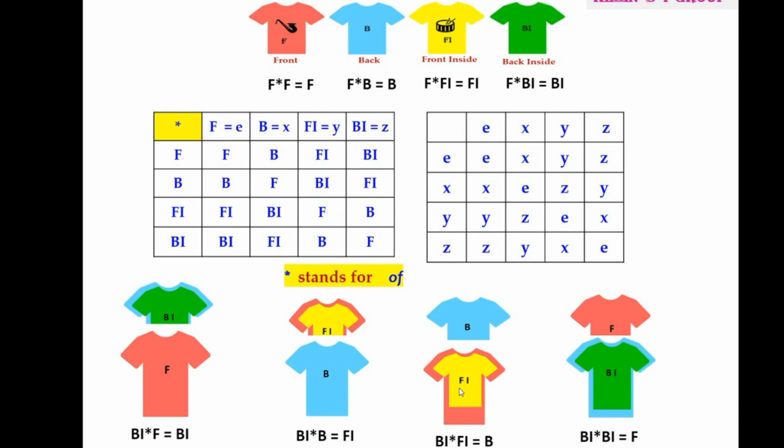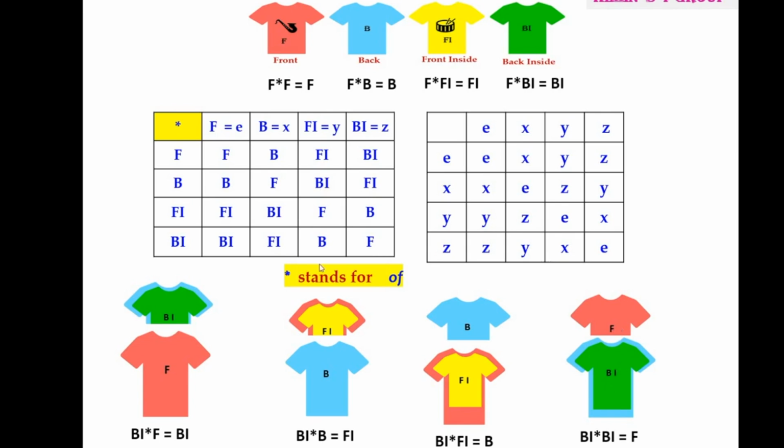Once you have front inside on this side, naturally at the back of it, back inside will be there. So you want back inside of this front inside, and it should be back only, that is B only. And finally we have back inside of back inside. Once you have back inside here, at the back of it you will have front inside. At the back of that front inside you will have front. So back inside of back inside is front.